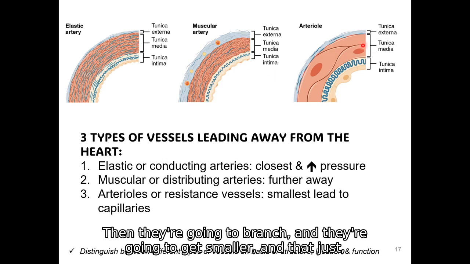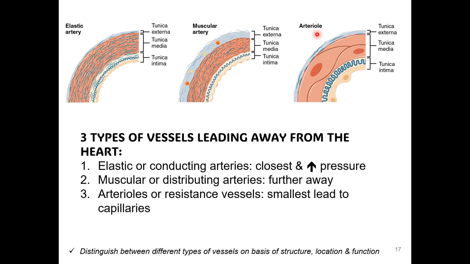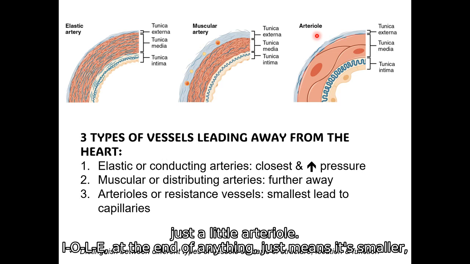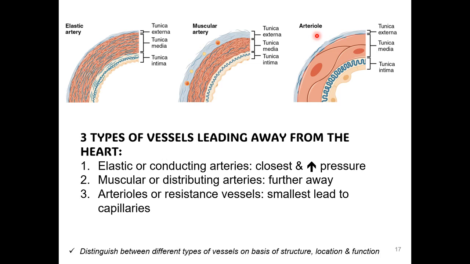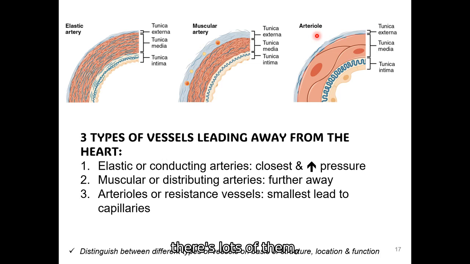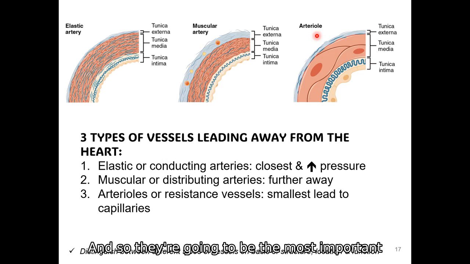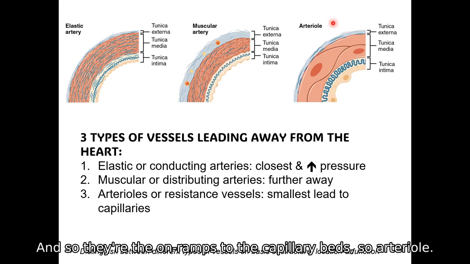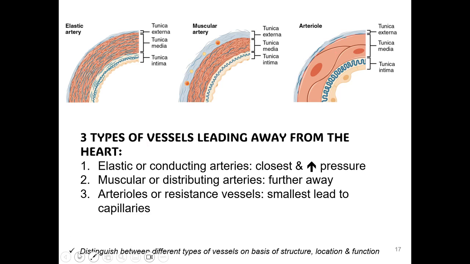Then they're going to branch and get smaller, and that just IOLE at the end of anything just means it's smaller, just a little arteriole. With these, we're going to get a drop in blood pressure because there's lots of them and we have increased resistance. And so they're going to be the most important in controlling blood pressure. They're the on-ramps to the capillary beds, so arterioles.